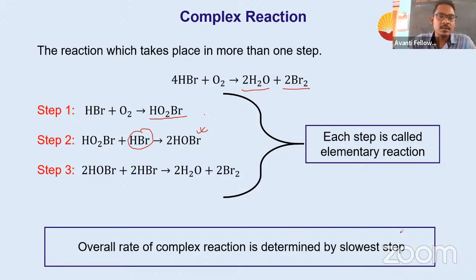So among these 3, now there is one step which is slowest, like proceeding slowly. That will give us the order of the reaction. That elementary step will give you the overall rate of the reaction, or order also it will give you.